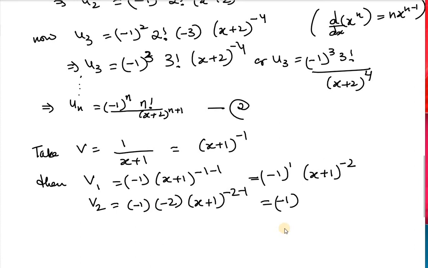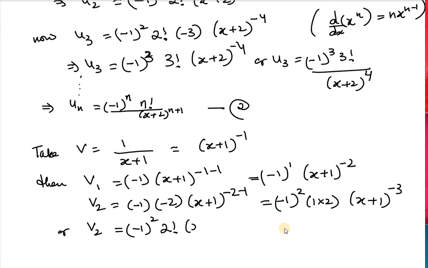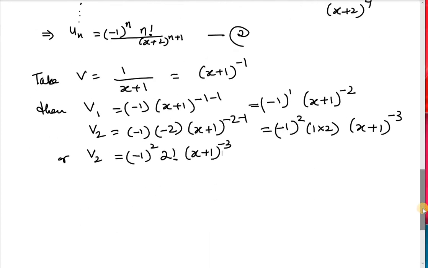So it will be (-1)^2, then 1 into 2, (x+1)^(-3). Or you'll get v2 is equal to (-1)^2, then 2 factorial into (x+1) raised to minus 3, where the power of x+1 here is minus 3, and this 3 here is 1 more than the order of this derivative, which is 2 here. So I'll find one more derivative of this one, that is v3.